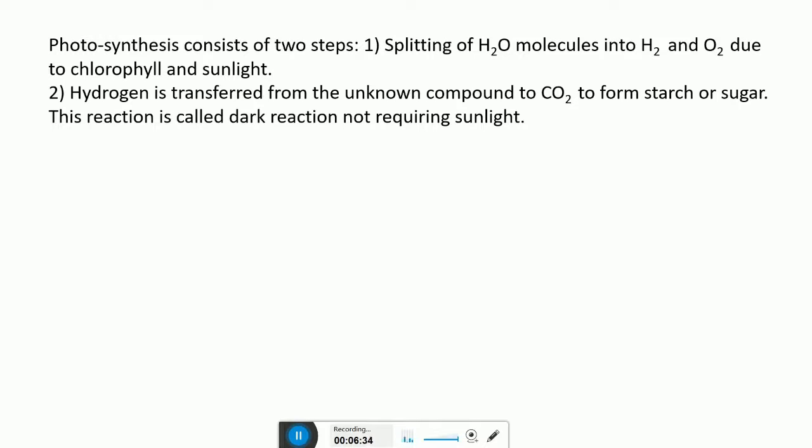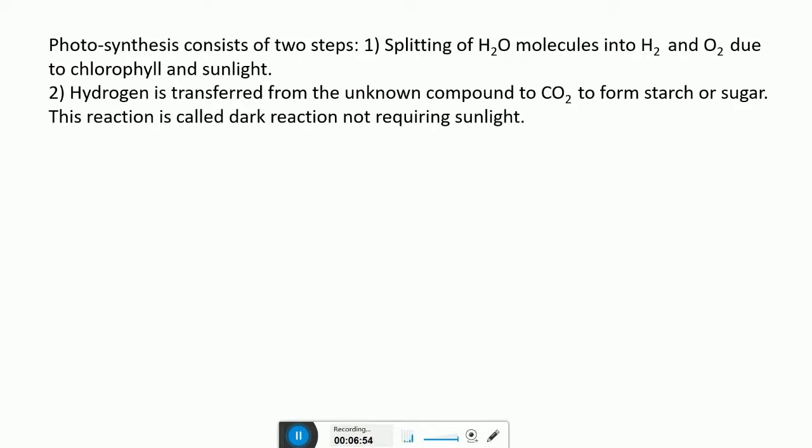And in second phase, hydrogen is transferred from this unknown compound to CO2 to form starch or sugar. Formation of starch or sugar is the dark reaction, means not requiring sunlight.